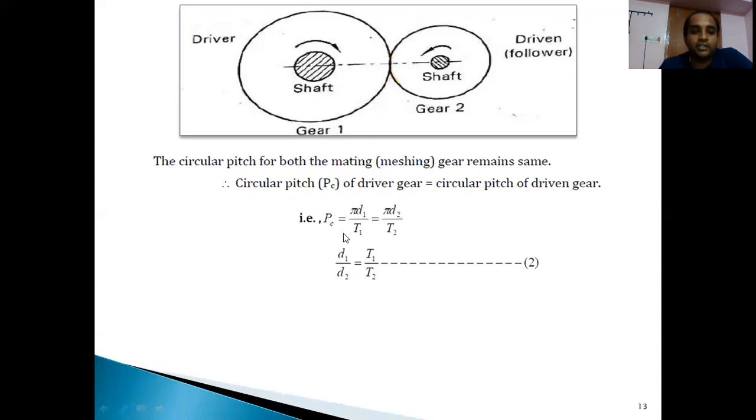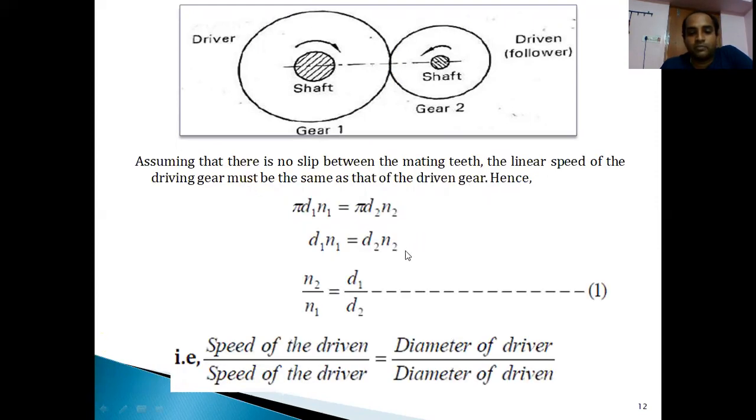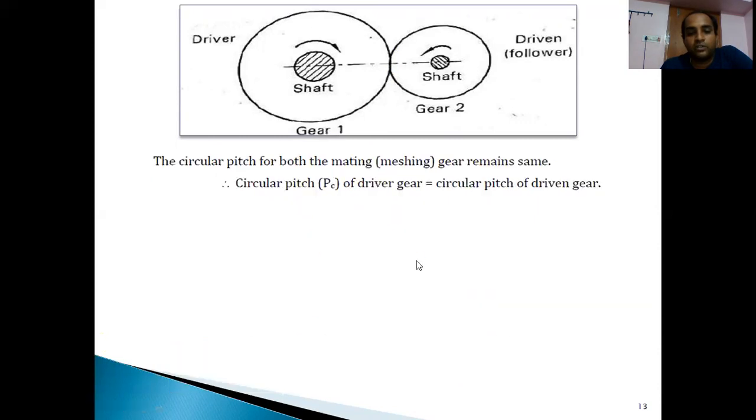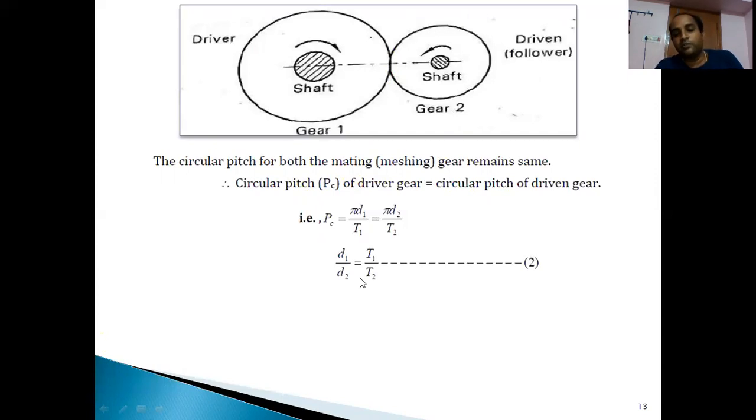You can write it as circular pitch is equal to pi d1 by t1 for the driver gear, which is also equal to pi d2 by t2 for the driven gear. On simplifying, d1 by d2 is equal to t1 by t2. So what is d1 by d2 in the previous slide? If you observe in the previous slide, d1 by d2 is n2 by n1. So here you can write d1 by d2 as n2 by n1 also.